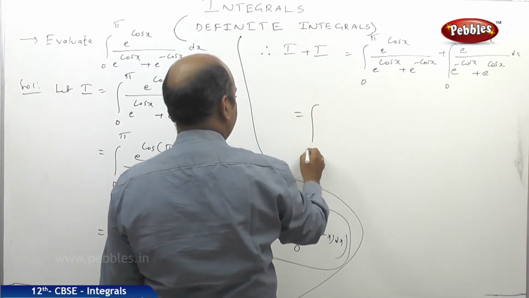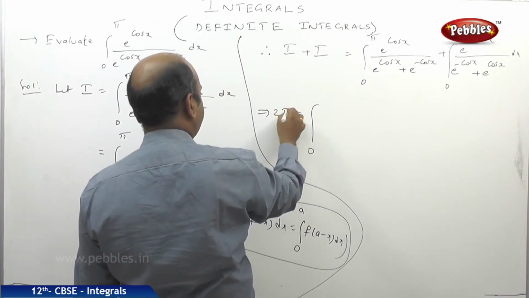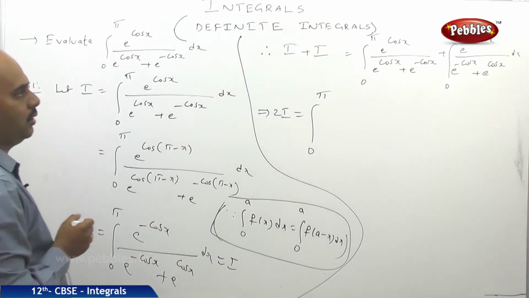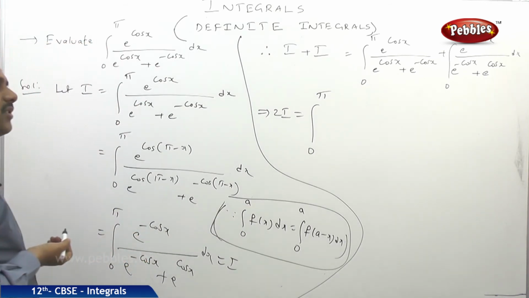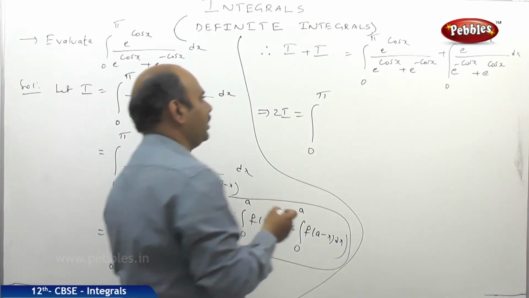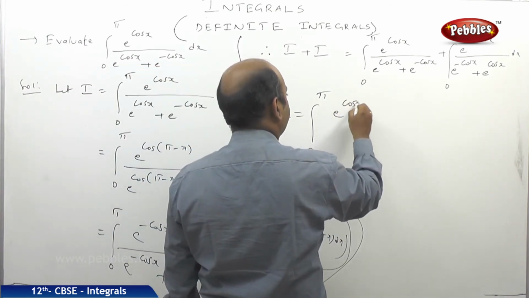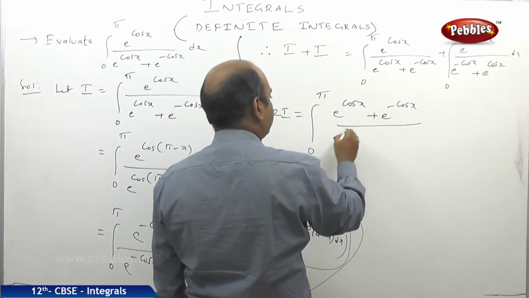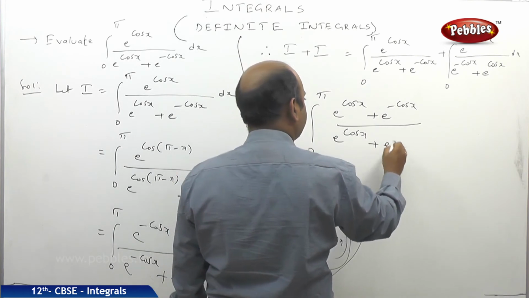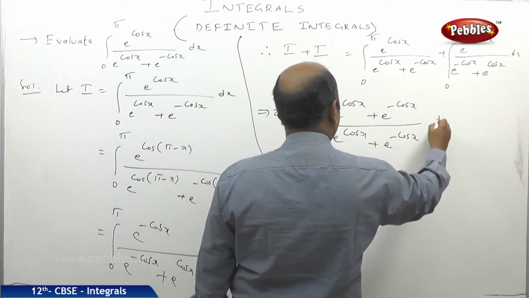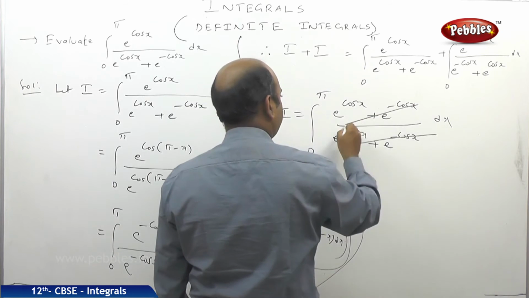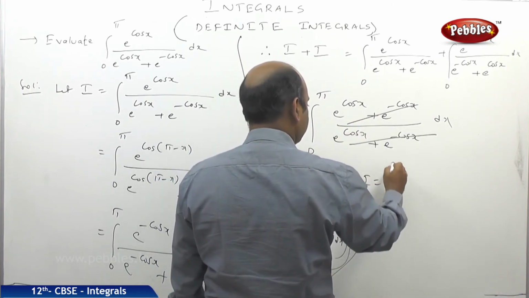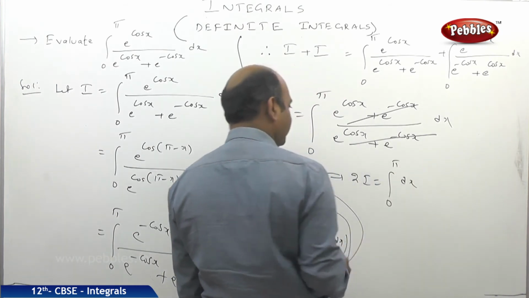So on the whole, I plus I means it becomes 2I, and integral of 0 to pi. If you observe carefully, denominators are same. So I will be taking LCM. I will be getting e power cos x plus e power minus cos x divided by e power cos x plus e power minus cos x dx. I think both will be getting cancelled. So finally remains 2I is equal to integral 0 to pi dx.